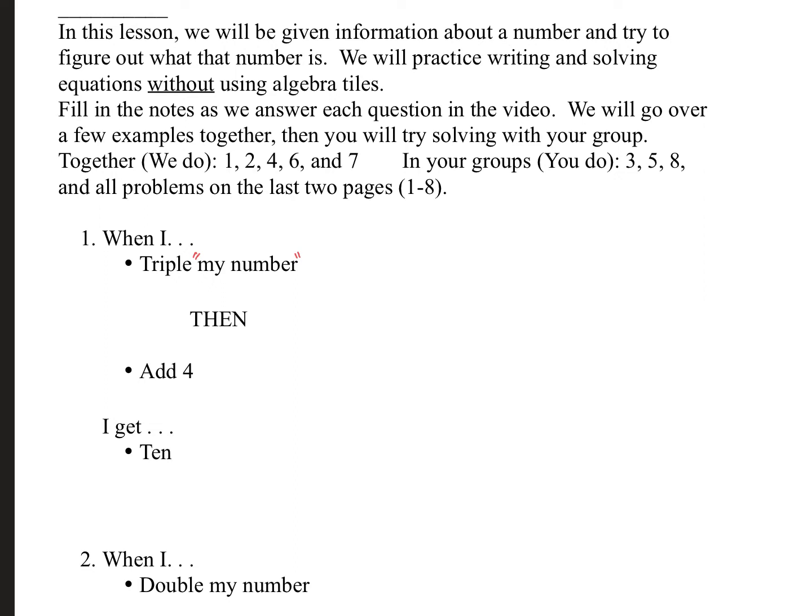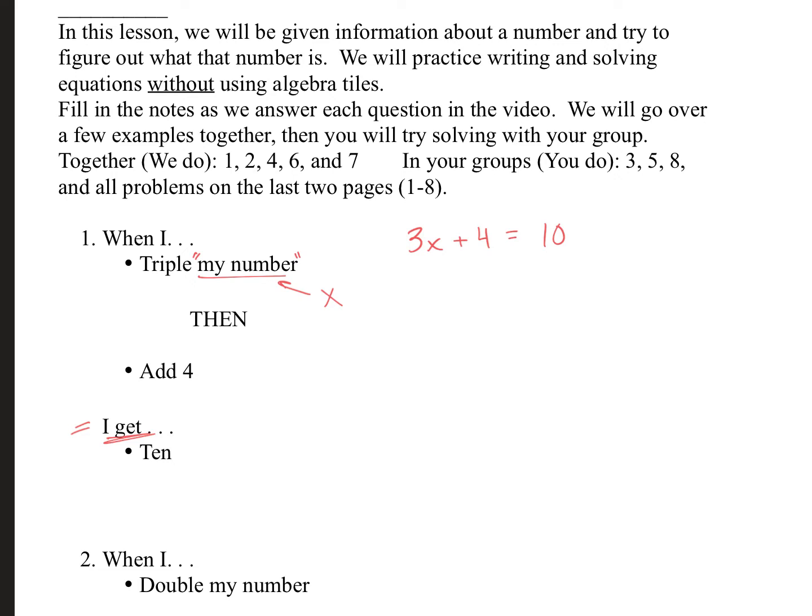So whenever we don't know what a number is in math, we just use a variable. And in this case, we'll use x. So when I triple x, whenever I'm tripling or doubling or quadrupling, I'm just multiplying. So triple would be multiplying by 3. So when I triple x and then add 4, I get, and whenever you see I get, that's going to be equals. Okay, I get, so equals 10.